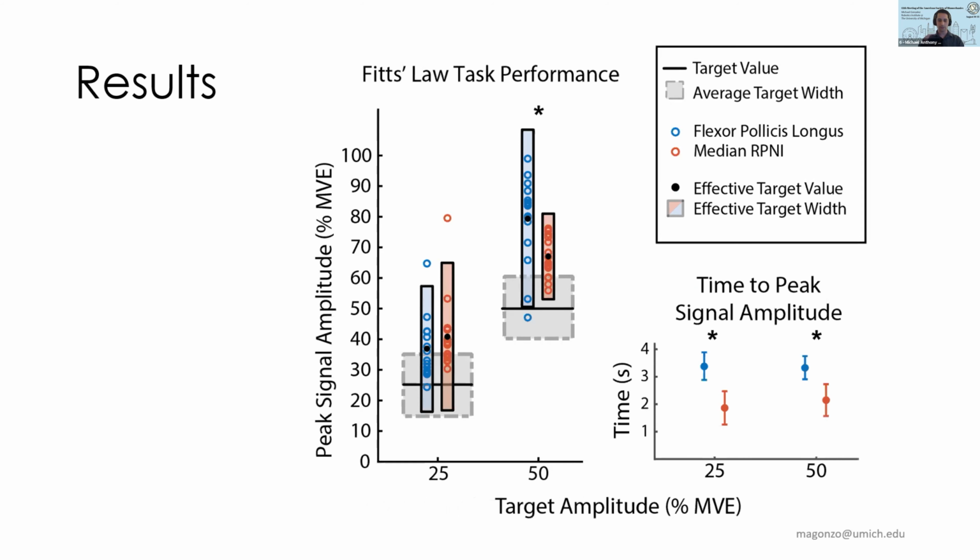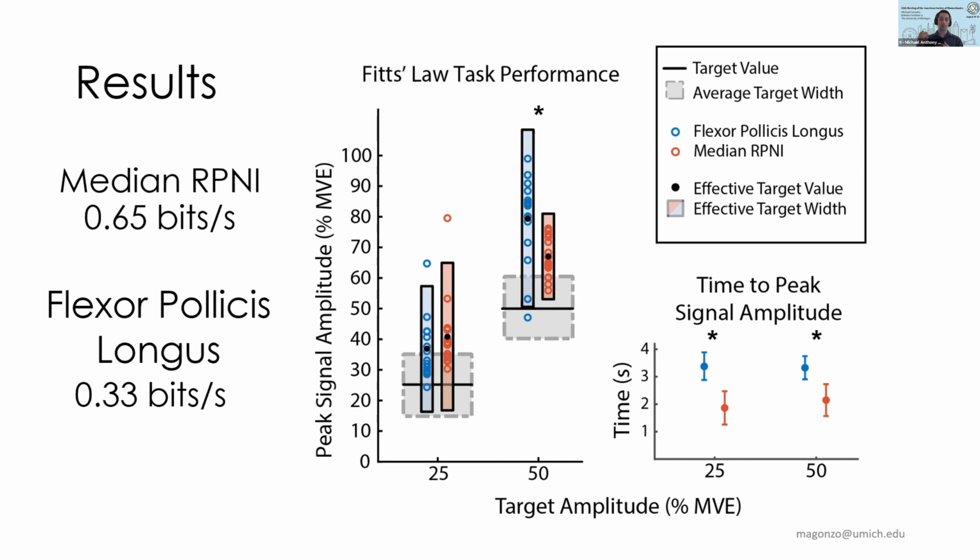And actually took on average half the time to reach those peak amplitudes. This isn't necessarily surprising, as RPNIs consist of fewer motor units than a muscle, which may mean quicker response times and less latency between user intent and signal amplitude. But all these factors together result in the RPNI having nearly double the throughput, which again is our measure of motor performance, compared to the FPL.